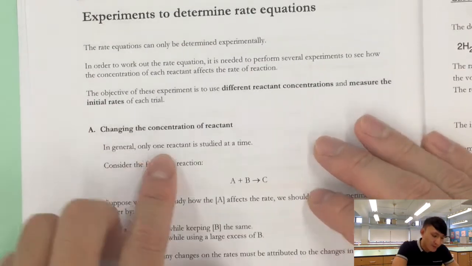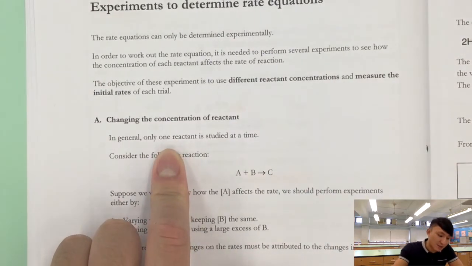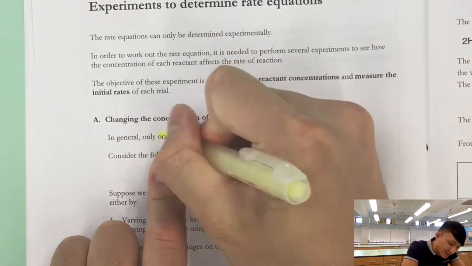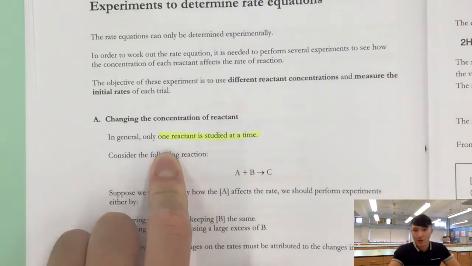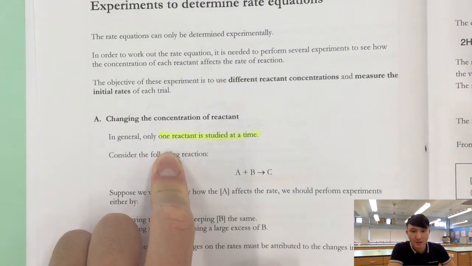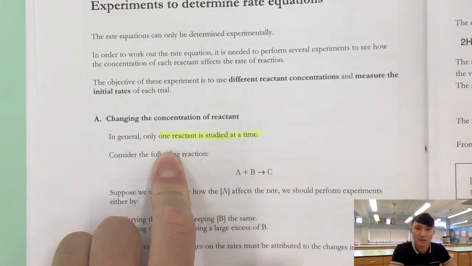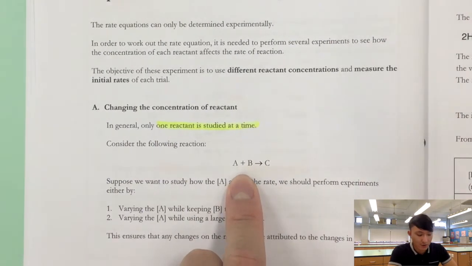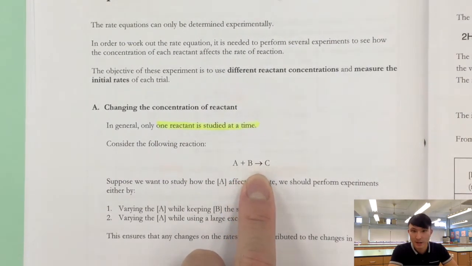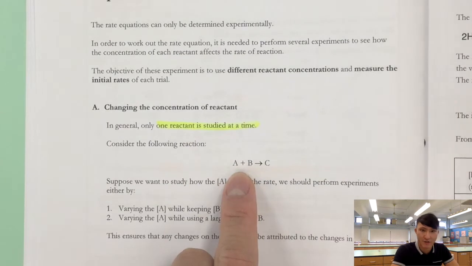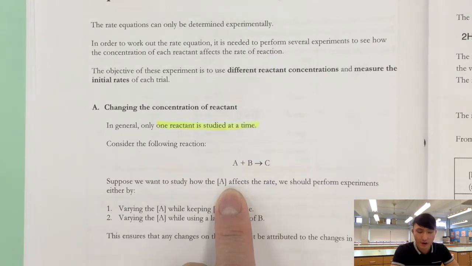First of all, every time we study one reactant at a time. So, if the reaction involves 3 reactants, then we need to have 3 series of experiments. For example, this reaction A plus B forming C. First of all, we target reactant A, and we want to see how the concentration of A affects the rate, or in other words, we want to find out the order with respect to A.